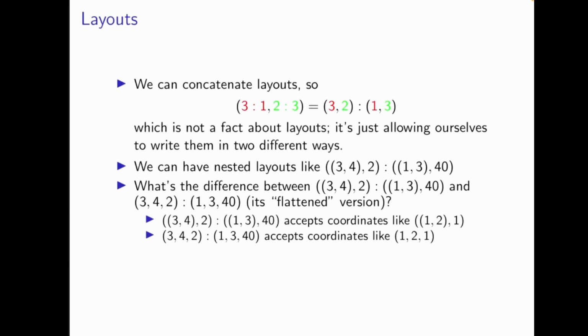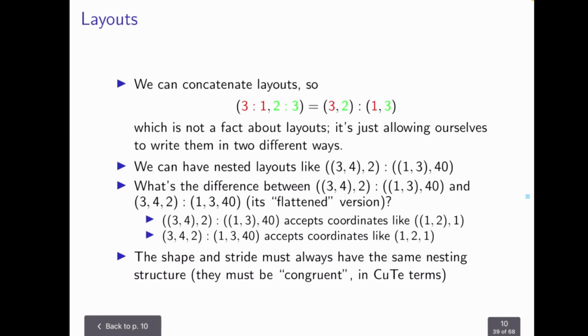There's this notion of congruent in CuTe/CUTLASS, and it just means that they have the same nesting structure. So the shape and the stride of a layout always have the same nesting structure, and also the coordinates that they accept have that same nesting structure. You can see above, the not flat layout, the 3, 4, 2 with the nesting, accepts the coordinate 1, 2, 1 with the same nesting, and then the flat one accepts flat coordinates. So I hope this is clear. I can clarify if it's not. The notion is that the shape, the stride, and the coordinates that it accepts all have to have the same nesting structure to make sense.